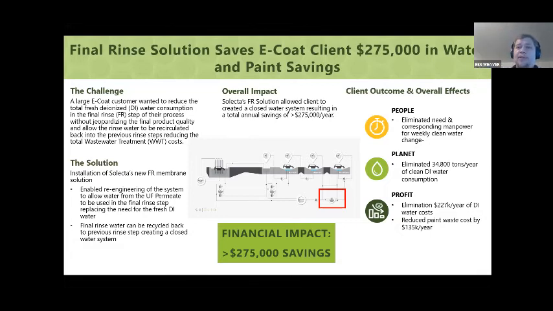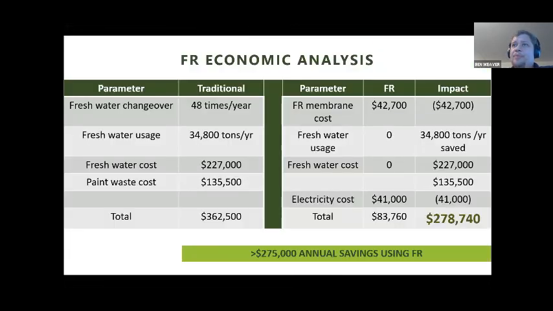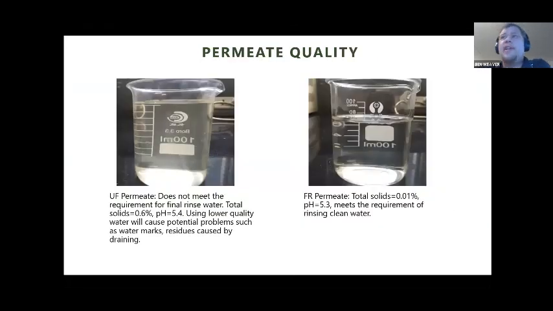So the net was over $275,000 in savings, and there was a little bit of capital required for this, but it was less than a 9-month return on investment for this FR system. Getting into a little bit more of the details, there was the cost of the FR membrane and a little bit higher electrical costs, but the savings on the freshwater and paint costs really outweighed any of the extra costs, yielding that $275,000 in savings.